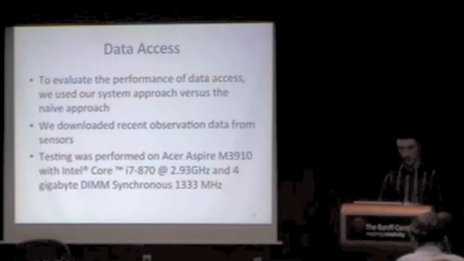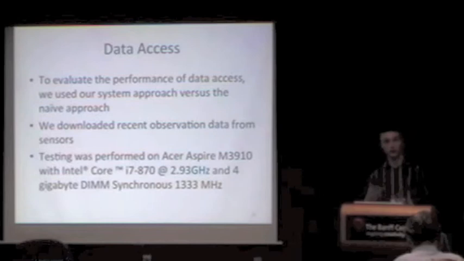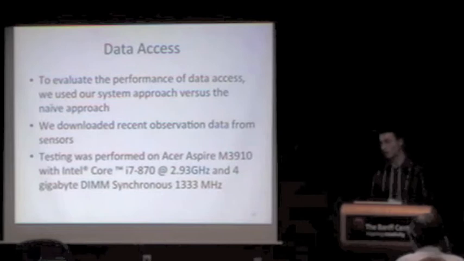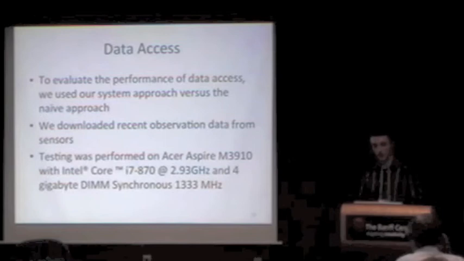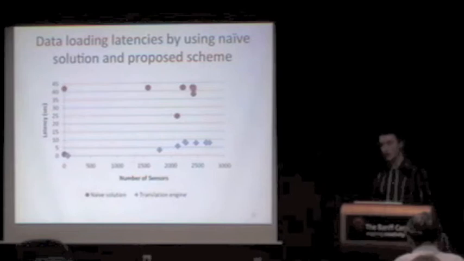Now, to evaluate the performance of data access, we use a system approach versus a naive approach. What we decided to do was download recent observation data from sensors, and just get an idea of, as mentioned in the client, what are the sensors that are holding this kind of data. So the data loading latency is using naive versus our proposed scheme. Because we use a cache to check quickly, we can improve the latency of these specific queries by quite a bit, and it scales quite well.